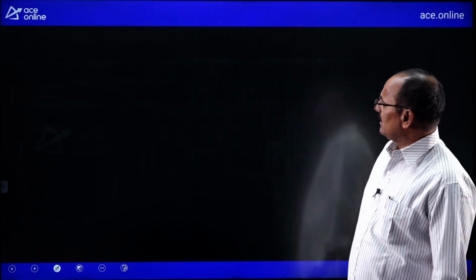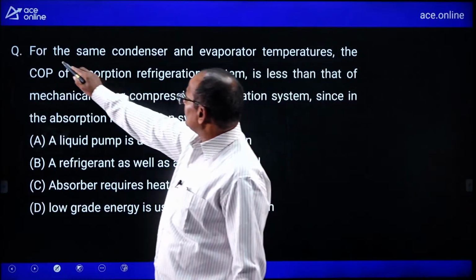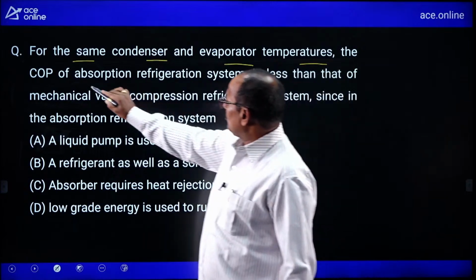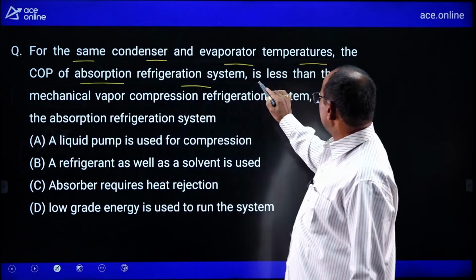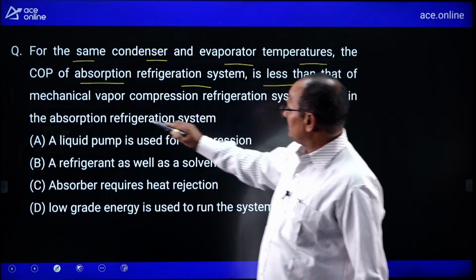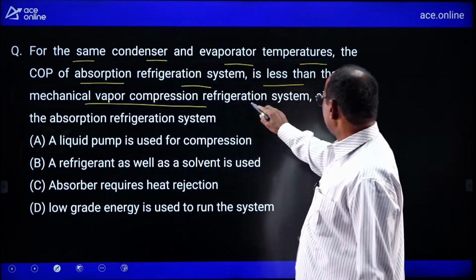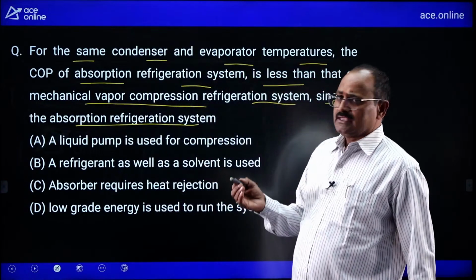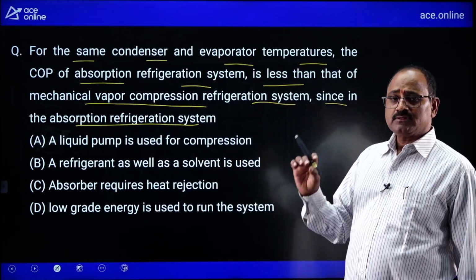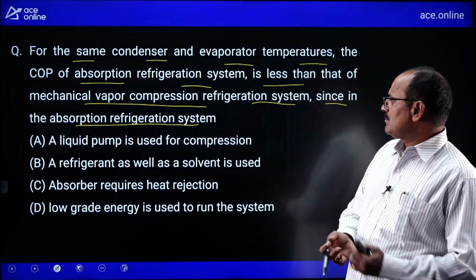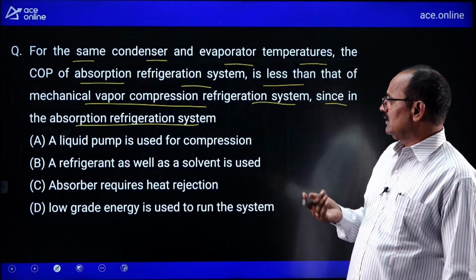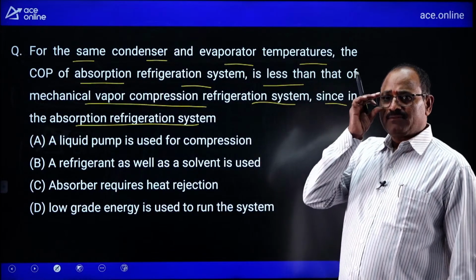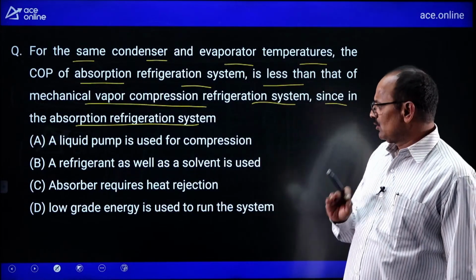Okay, let's look at the next one. For the same condenser and evaporator temperatures, the COP of absorption refrigeration system is less than that of mechanical vapor compression refrigeration system, since the absorption system, that is, the COP of the vapor absorption system is lower compared to the vapor compression refrigeration system. He is asking why. The vapor absorption refrigeration system is working with heat energy, which comes under low grade energy.